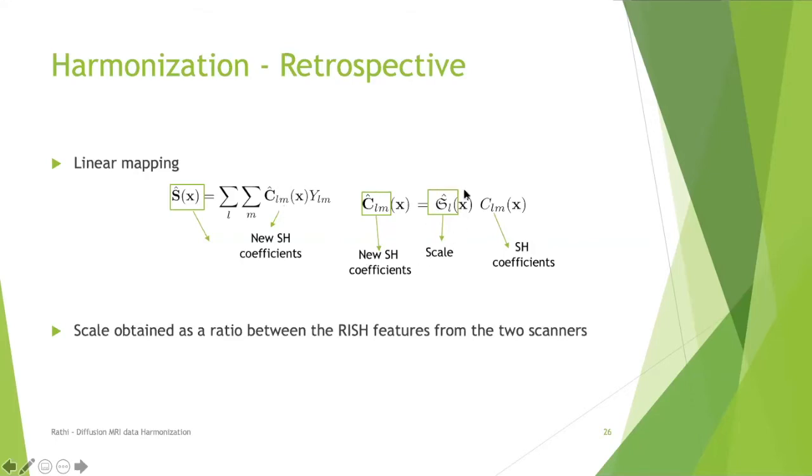And this is a scale map that you learned for the Risch features as the ratio between the Risch features from the two scanners, the group average Risch feature ratio. Let's say this is the scale, and then you update the coefficients using the scale, and you get the new coefficients. This YLM stands for the spherical harmonic basis. So once you know the new coefficients, you can compute back what the signal would look like after harmonization.